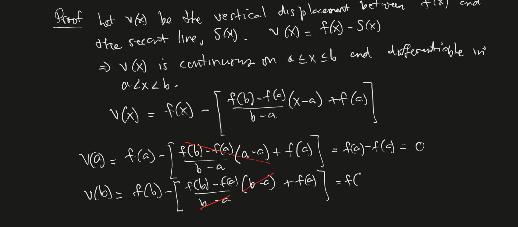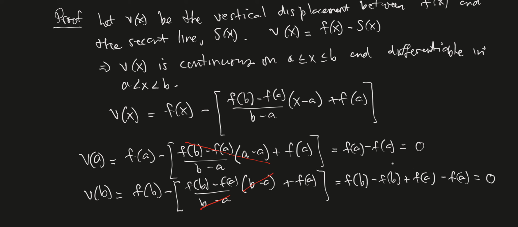Well, I have f of b, and then if I distribute this negative sign, this becomes negative f of b, and then this negative and this negative makes it plus f of a, and then this negative and this positive makes it a minus f of a. And again, at the other endpoint, that vertical displacement is equal to 0.